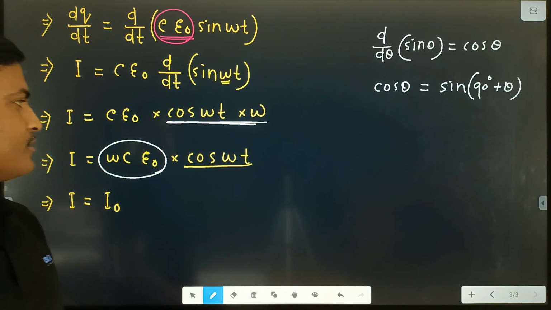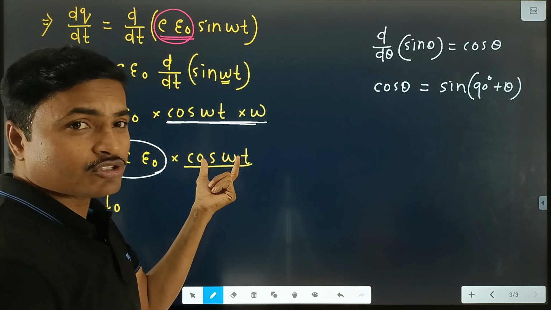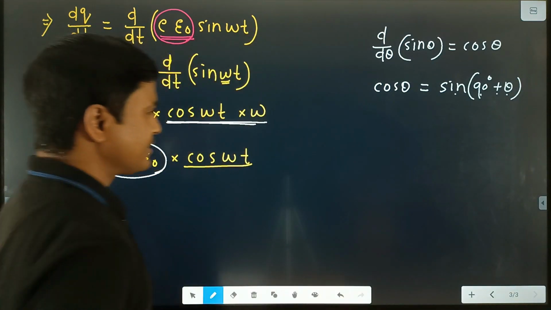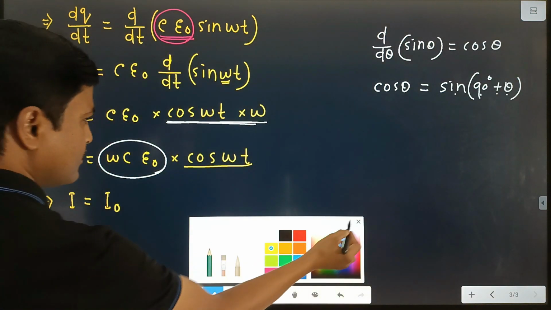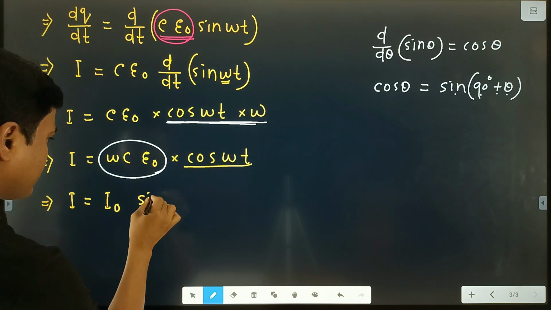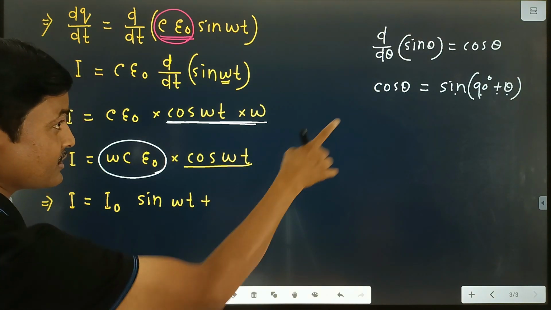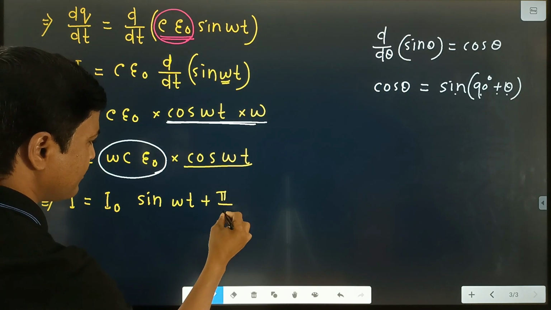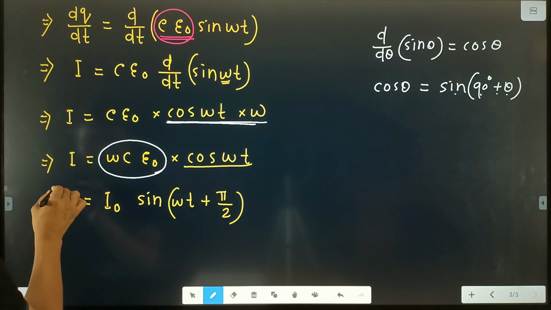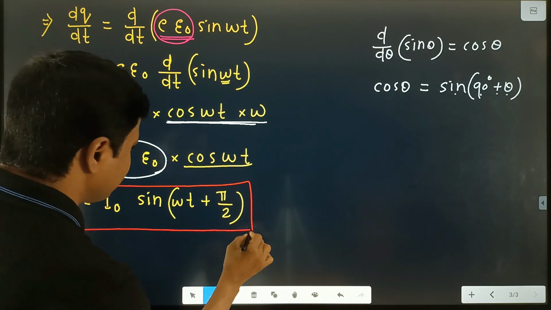Clear? So here in place of theta, omega t is there, so in place of cos omega t we write sin of (90 degrees plus omega t). That implies this expression becomes, in place of cos omega t we write sin, and in place of theta, omega t is there, so we write omega t plus 90 degrees, that is pi by 2, and this is the final expression of instantaneous current at any time t.